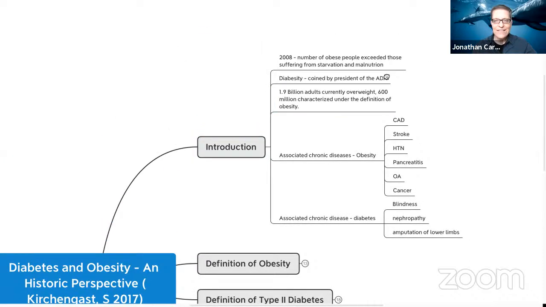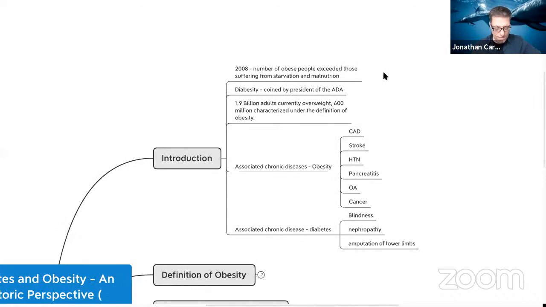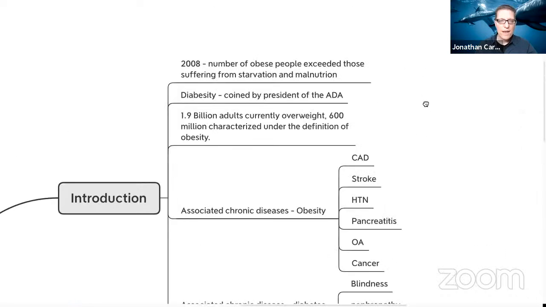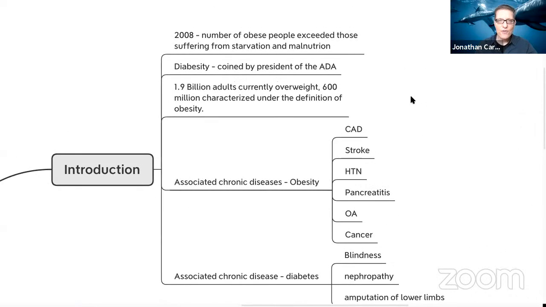A lot of these stats you may or may not know, but I found them to be very interesting, so I included them. In 2008, that was the first year where the number of people with obesity exceeded those suffering from starvation and malnutrition. And that is an interesting fact because as we go through things, we'll get a better historical view of that.